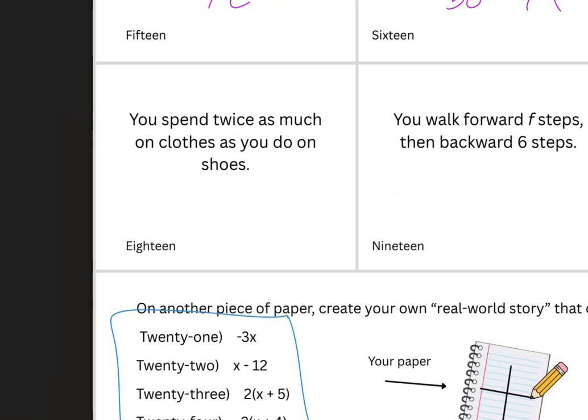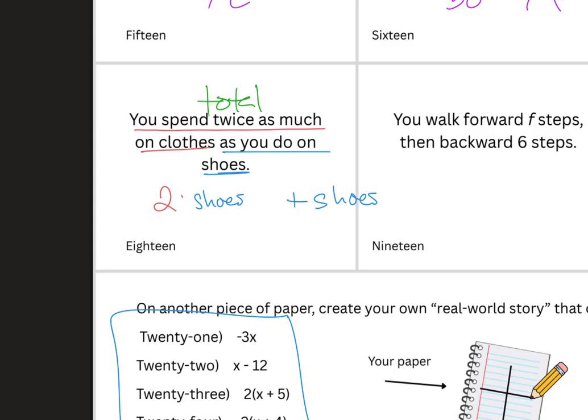You spend, okay, now this one was a tricky one. Let's just walk slowly. You spend twice as much on clothes. 2 times, this is clothes. Notice I wrote the word clothes because you are comparing that to how much you spend on shoes. So this is how much you spend on shoes, and you spend double this amount on clothes. So what you could do is say 2 times shoes plus shoes. That is your total that you spend.